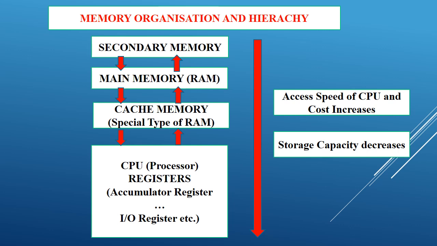Then if you see the cost, the cost of register is very high compared to cache. The cost of cache memory is very high compared to main memory, and the cost of main memory is very high compared to secondary memory. The low cost memory is secondary memory, that is hard disk, pen drive, SD card, CD and DVD. So this is the memory organization and hierarchy in the computer.